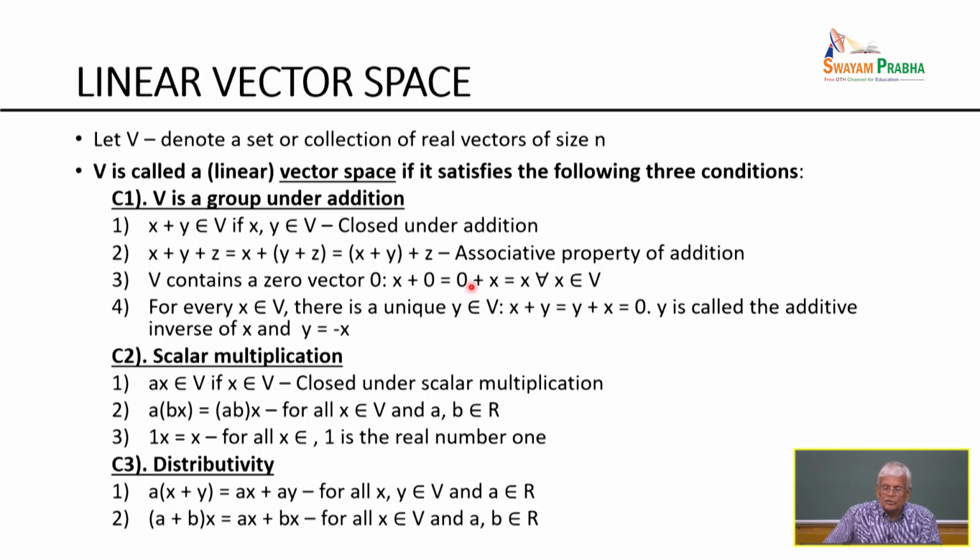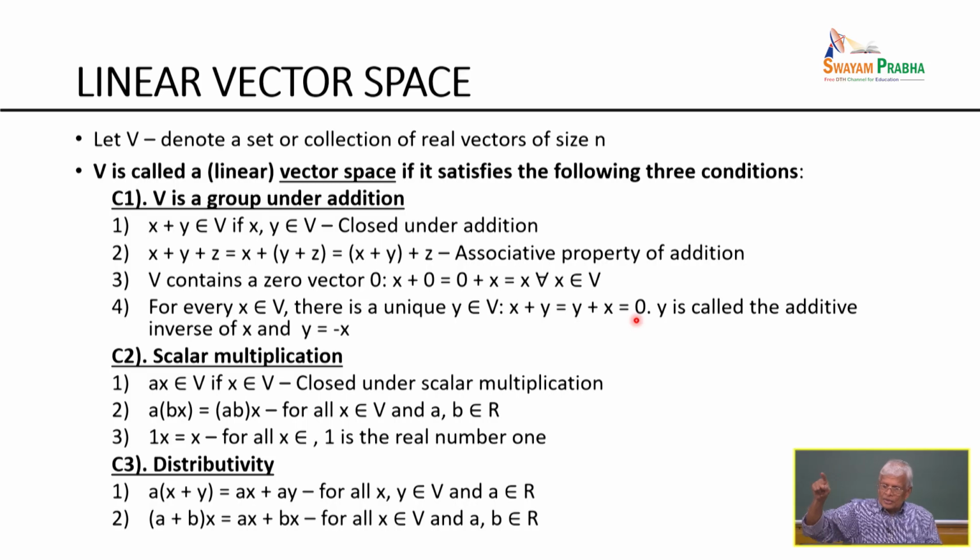V contains the 0 vector. And what is the property of the 0 vector? You add the 0 vector to every vector, I get back the old vector. And to every element x in V, there is a unique y such that x plus y is equal to y plus x is equal to 0. That means I can create the 0 vector from any vector by adding the negative of that vector. So y is called the negative of x.